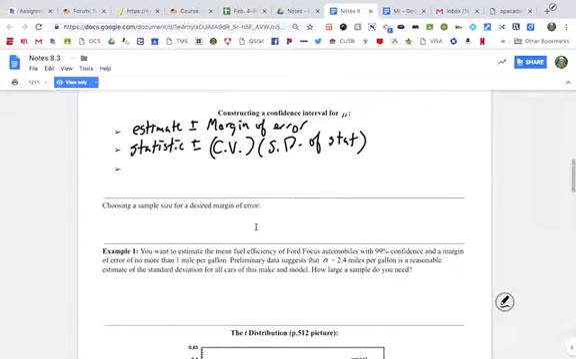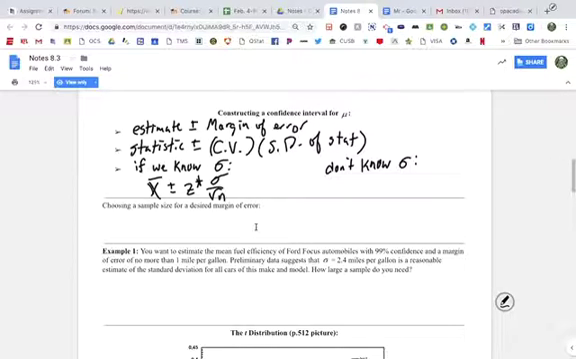Alright, second way we talked about it is statistic plus or minus critical value times standard deviation of the statistic. The third way, and this is the one you really need to know, it all depends on whether or not you're given the standard deviation. If you're given standard deviation, it's easy. It's x bar plus or minus z star times sigma over the square root of n. Okay? If we don't know it, assuming we don't know it, then it's x bar plus or minus t star times s of x over the square root of n. Okay?